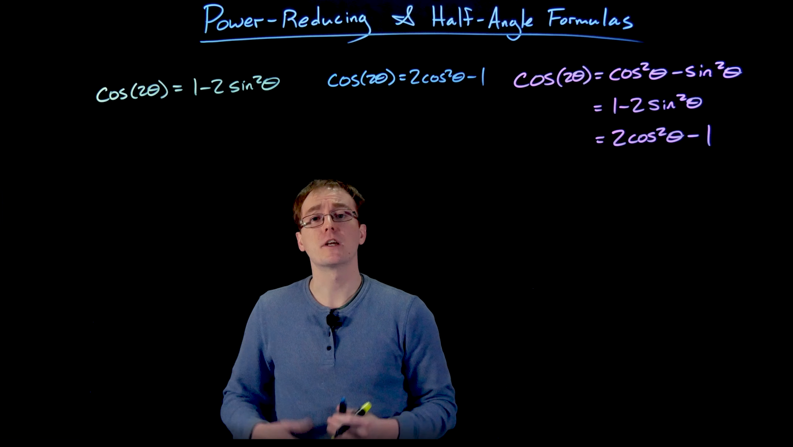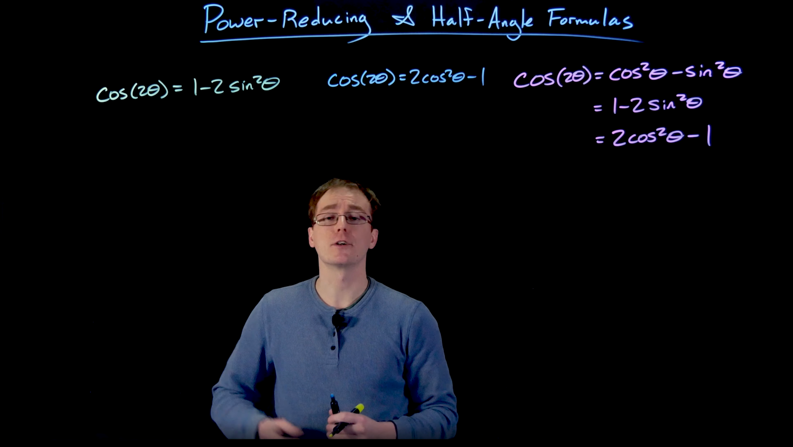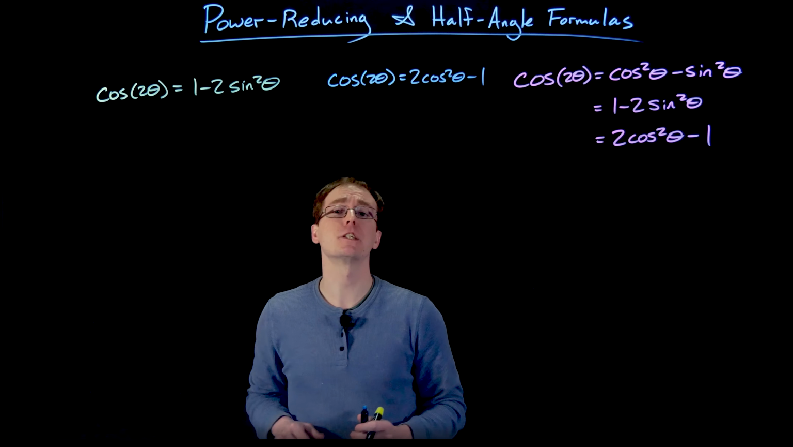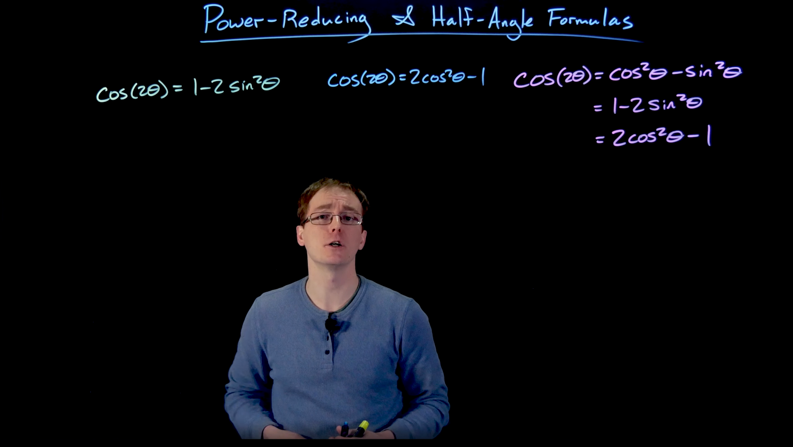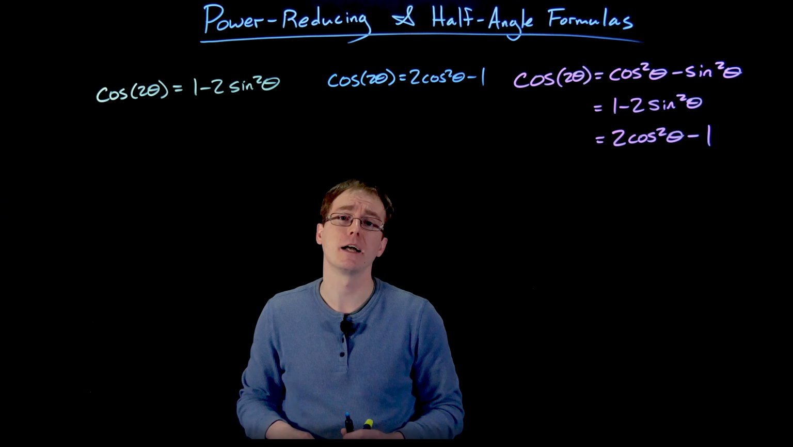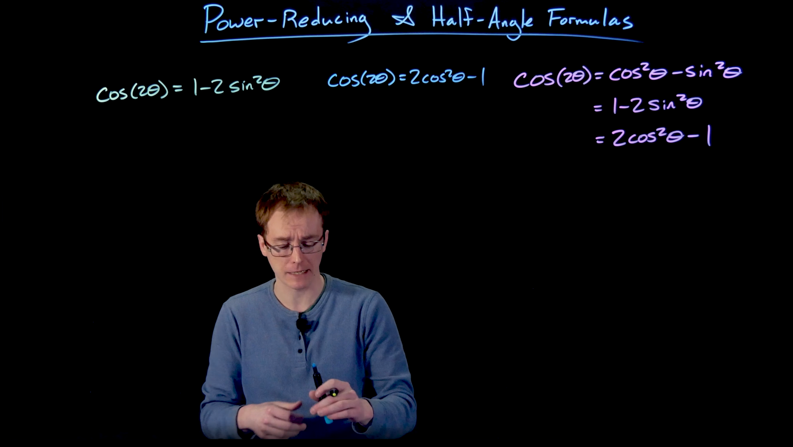All right, so all we have to do to come up with our power reducing formulas for our sine and cosine function is essentially solve these two versions of our double angle formula for our cosine function, either for sine squared of theta or for cosine squared of theta. So let's go ahead and do that together.